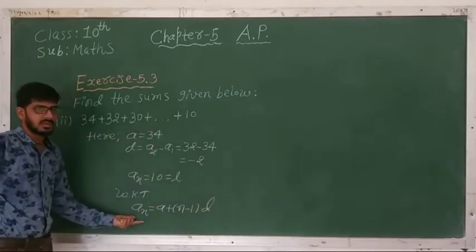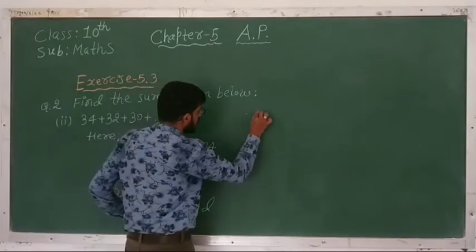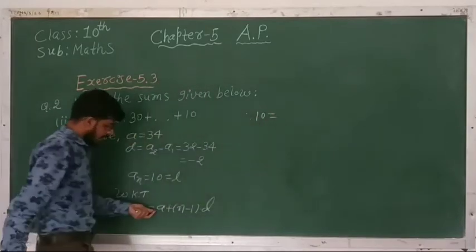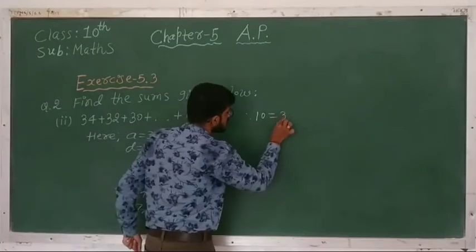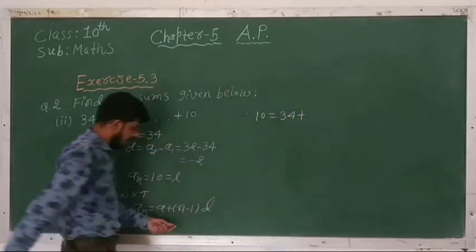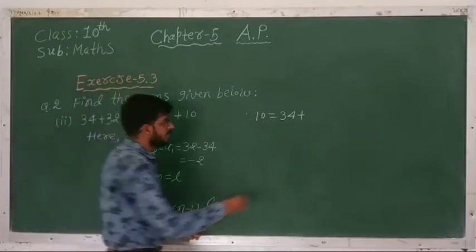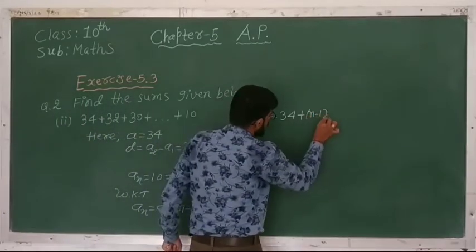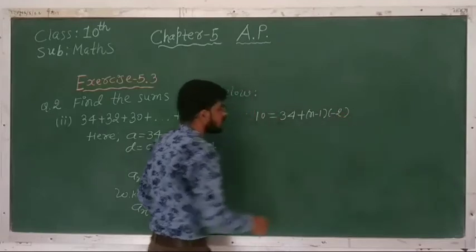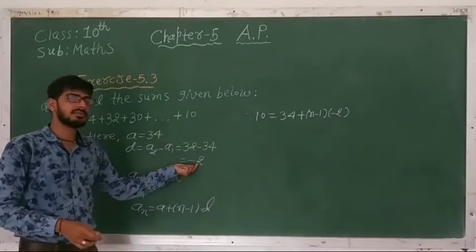So here the last term is given as 10, so we have to put the value of n. 10 is equal to a, the first term is 34, so write down 34 plus (n minus 1) times d, because we have to find the number of terms. So (n minus 1) bracket minus 1, (n minus 1) bracket minus 2, so it's not minus 1, the value of d is minus 2.